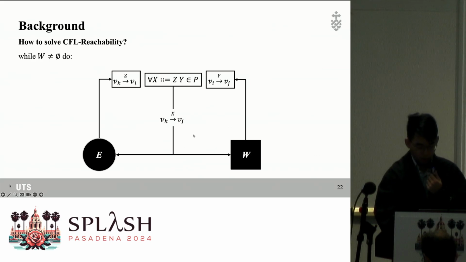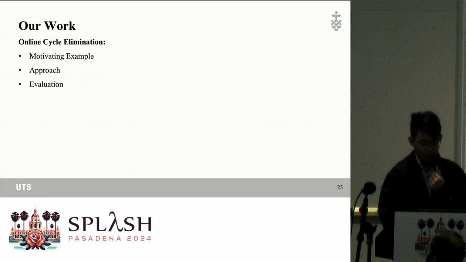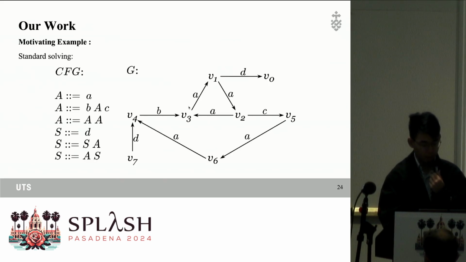So the problem of this process is that every time we check the rules, it generates a lot of computation redundancy because of the cycles. So our aim is online cycle elimination of this process. So here we give a motivating example.